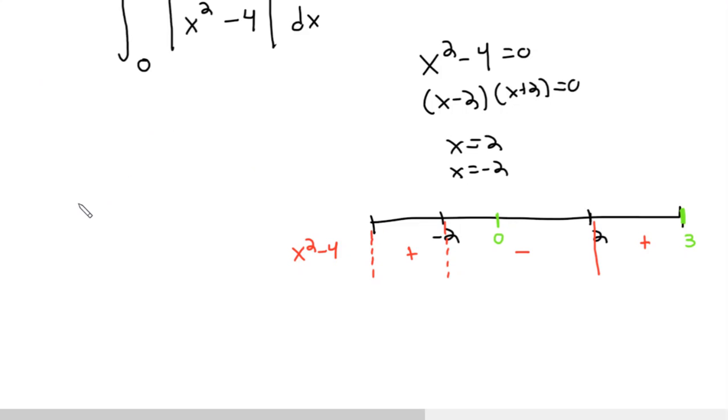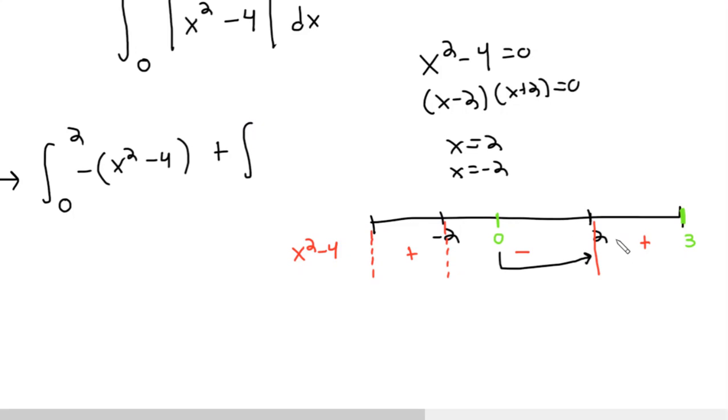So what I do now is I break this up. And where it's negative, I put a negative in front of it. So it's negative from 0 to where? 0 to 2. So 0 to 2. And then I say negative x squared minus 4. Okay? And then you do plus.